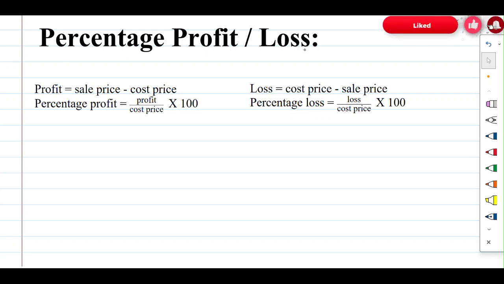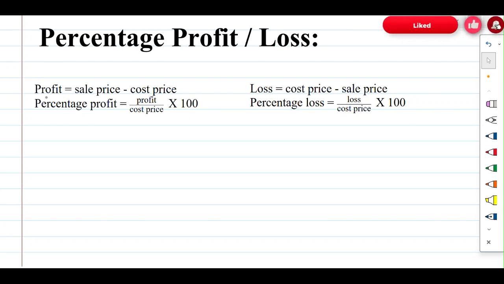Percentage profit and percentage loss. In order to do the questions about the percentage profit or the percentage loss, we have to use some formulas. So first let me recall the formulas and then we will do some examples, right?